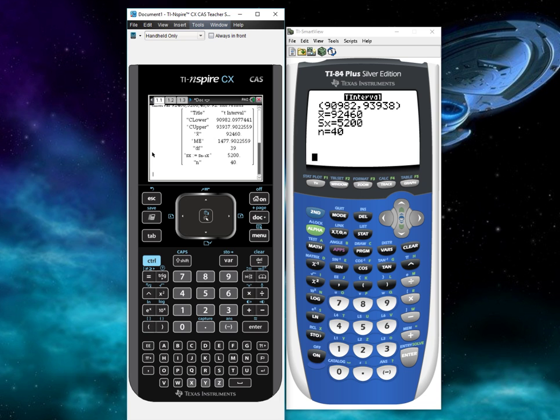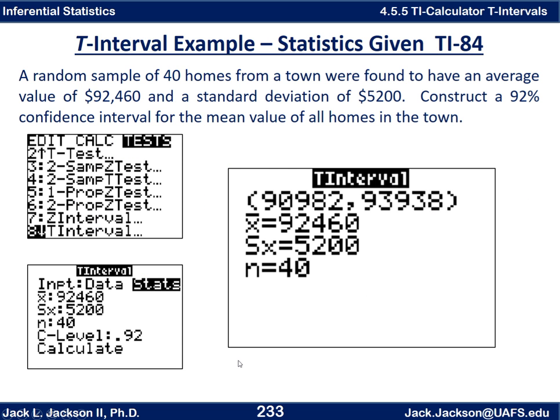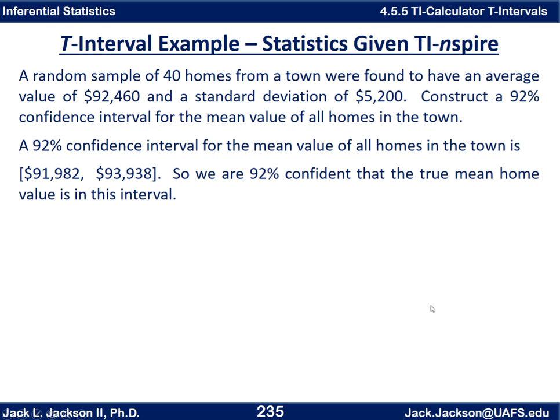Okay, so returning back to our slides here. Here are the screenshots for the TI-84 that you just saw. There are the screenshots for the Nspire that we just saw. And here is our statement for our answer. A 92% confidence interval for the mean value of all homes in the town is $91,982 to $93,938. So we are 92% confident that the true mean home value of the whole town is somewhere in this interval.